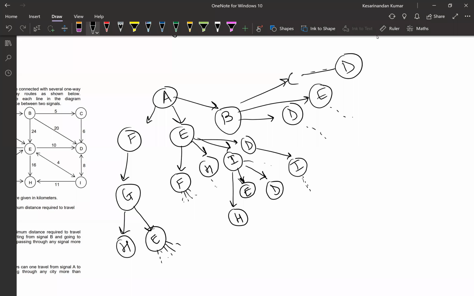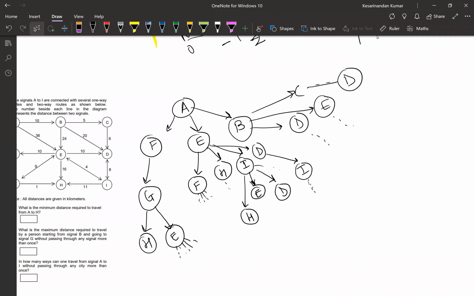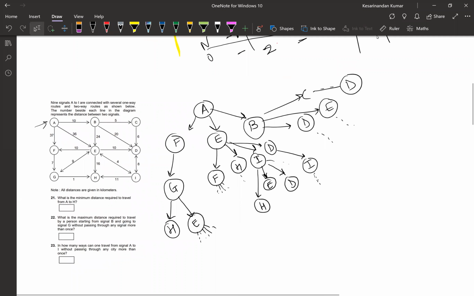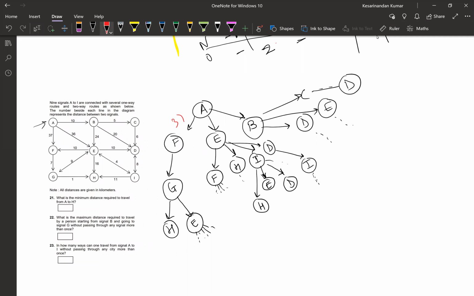Now, let's write the distances and our job will be done. From A to F, the distance is 37. F to G, the distance is 7. G to H, the distance is 1. G to E, your distance is 9. A to E, your distance will be 36. E to F, your distance is 10. E to H, your distance is 16. E to I, your distance is 4. E to D, your distance is 10.